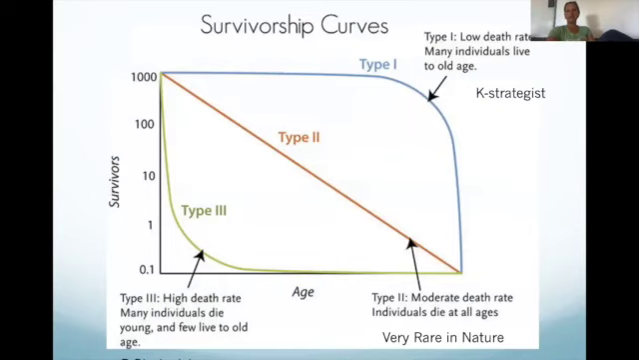We have our survivorship curves. So our type 3 survivorship curve is an R strategist, right? Millions of offspring, very few survive to reproductive age, very short lifespan. Type 1 are K, very few offspring, but most survive. And then this type 2 is very rare in nature, moderate death rate, and individuals are dying at every age.